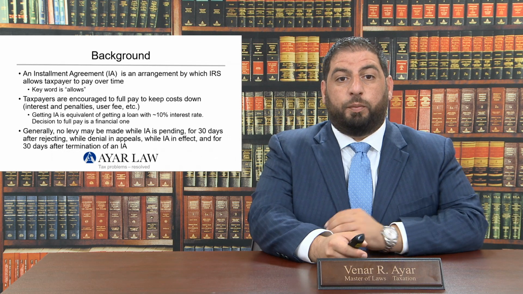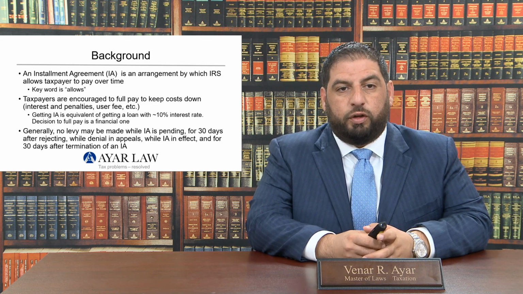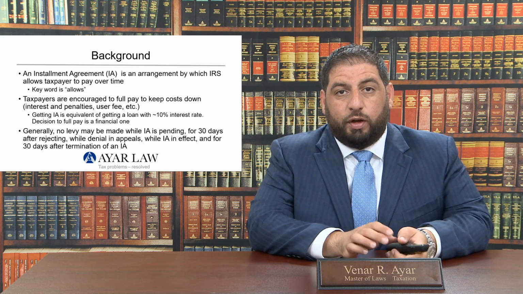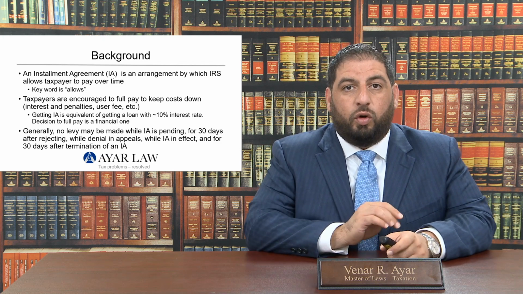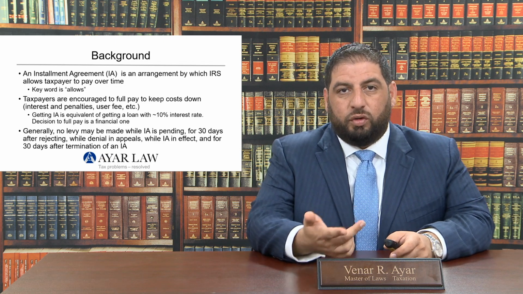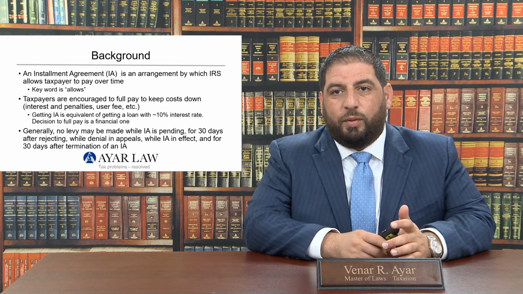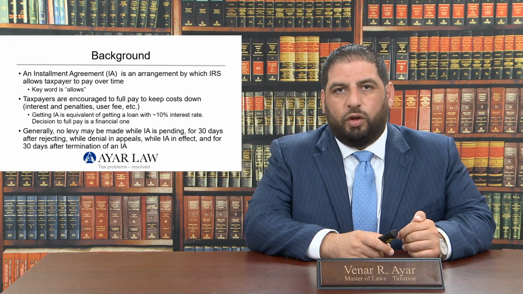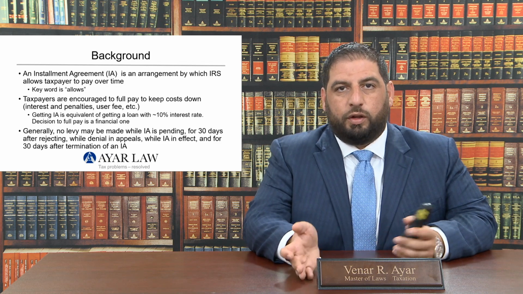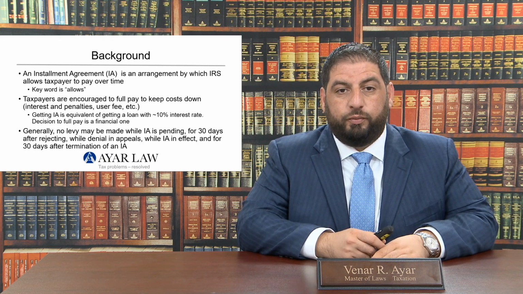Taxpayers are always encouraged to full pay to keep costs down and minimize interest, penalties, user fees, and so forth. I always tell my clients that getting on an installment agreement is roughly the equivalent of a 10% interest rate loan, because there's a failure to pay penalty that continues to accrue, and there's interest, and when you add those 2 together, you get about a 7 or 8% loan. So I usually tell my clients, if they wouldn't borrow the money at 8%, then they shouldn't get on an installment agreement either. If you have the money, it's always best to full pay.